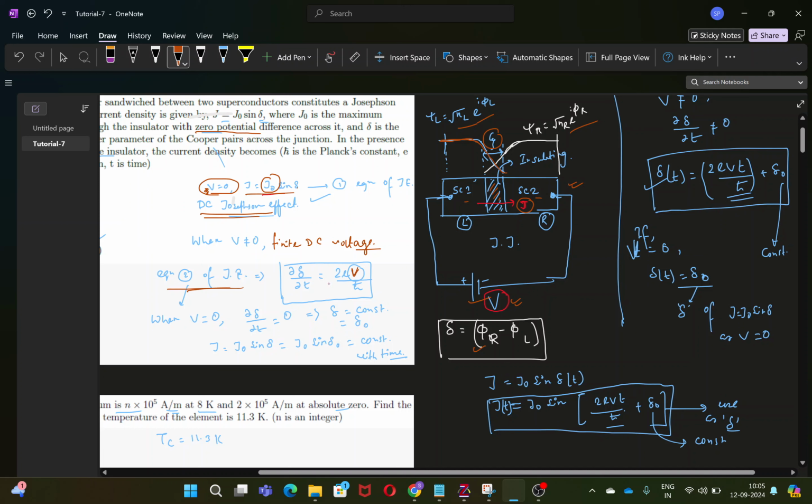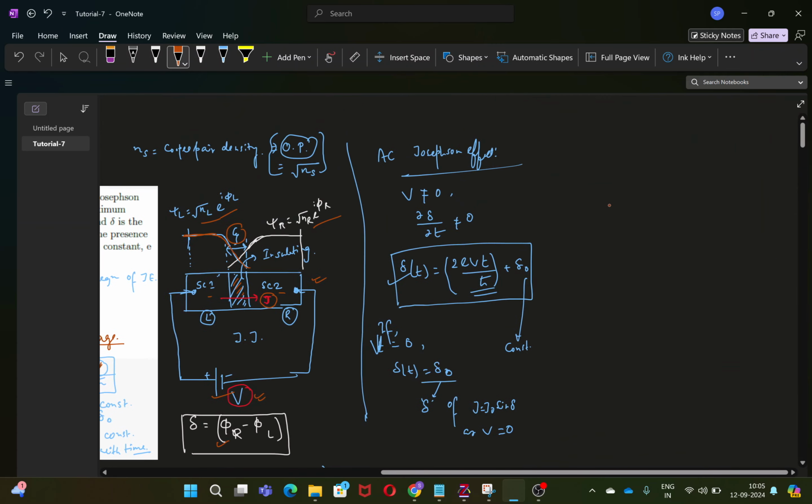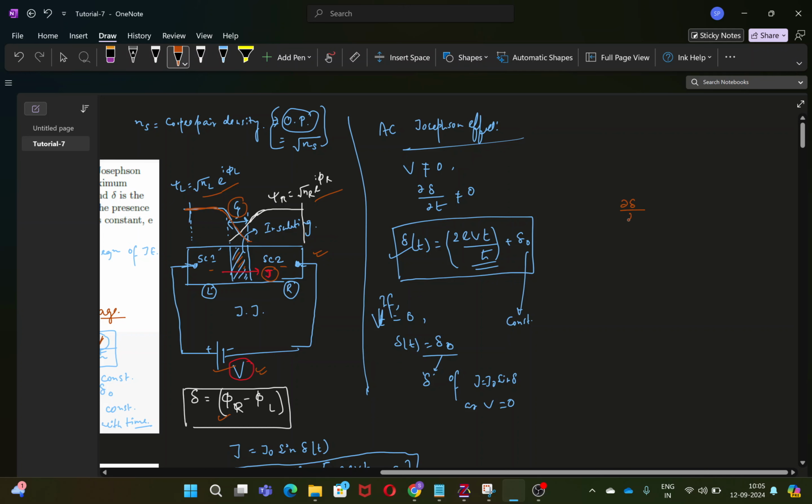So that means now the phase is not time independent, but it has a time dependence. If you just integrate, given that del delta by del t equals 2eV by h cut from the second Josephson relation, then delta of t equals 2eVt by h cut plus some integration constant, which is called delta naught, let's say. So this is the whole expression of delta, which has a time dependence now.